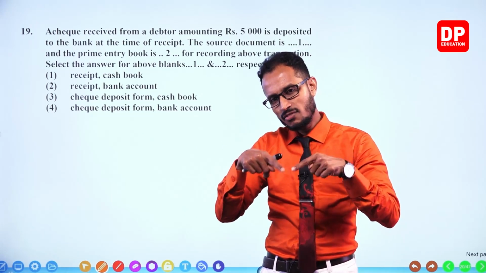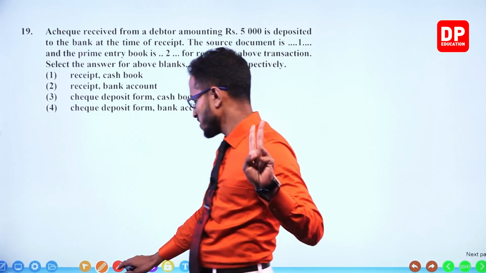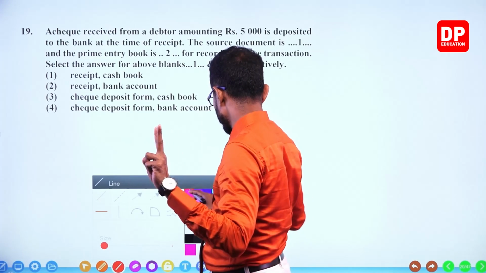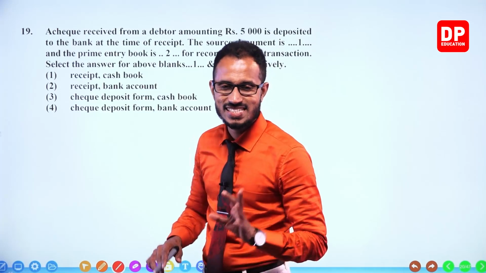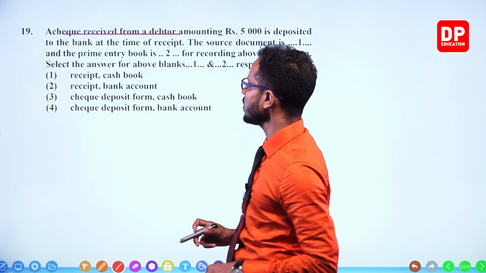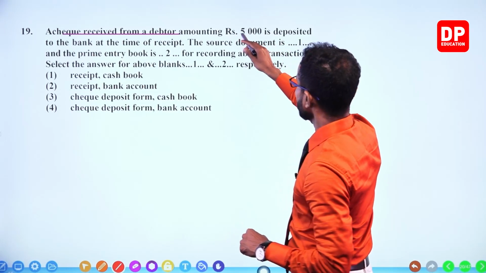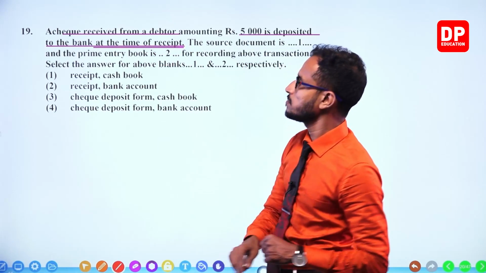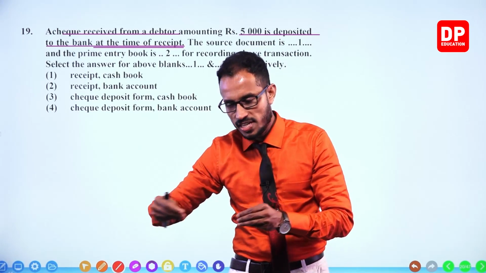The check was received and deposited at the same time. So two incidents? No, it's not two incidents. It's the same incident: check received from a debtor. Deposit 5,000 is deposited in the bank at the same time. The debtor has directly come to us, but we have sent the check to the bank.